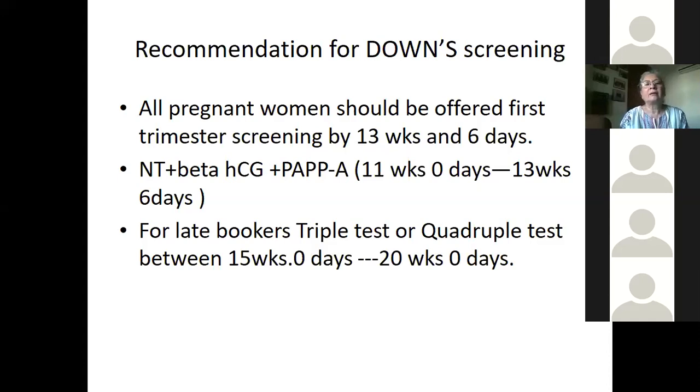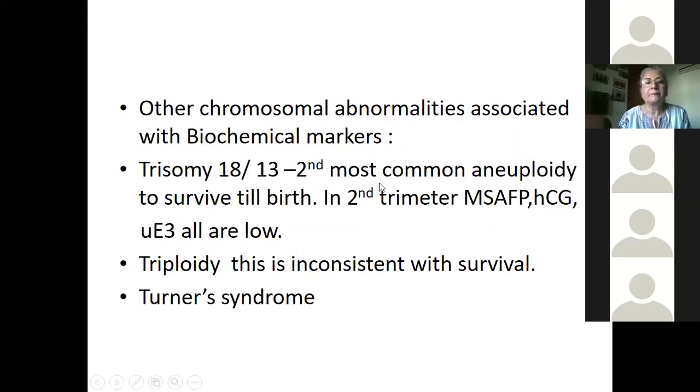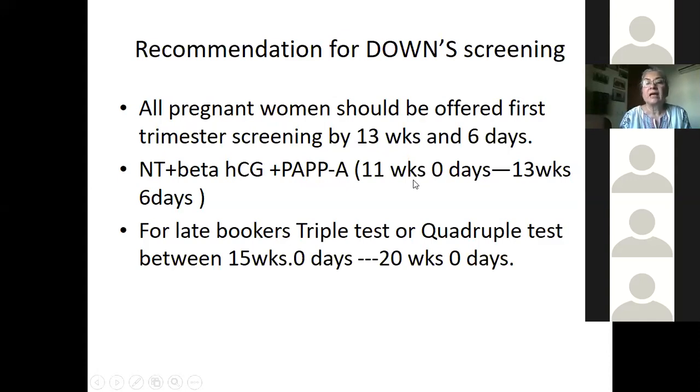And at that point in time, in early pregnancy, they are offered a nuchal translucency and beta-hCG, which are done between 11 weeks and 13 weeks 6 days. And those who come late, in the second trimester, they are offered a quadruple test for screening for Down syndrome.